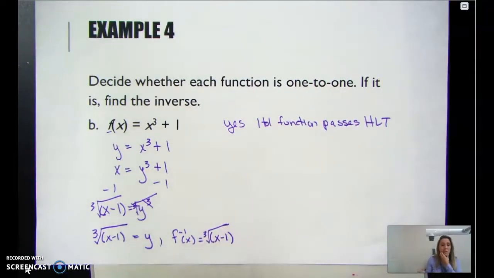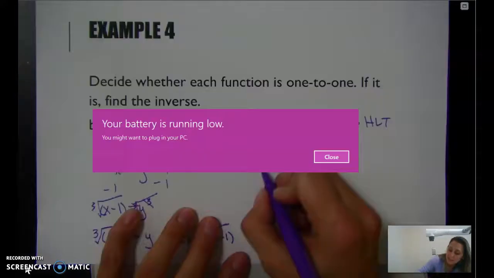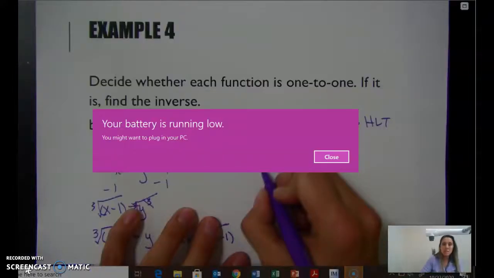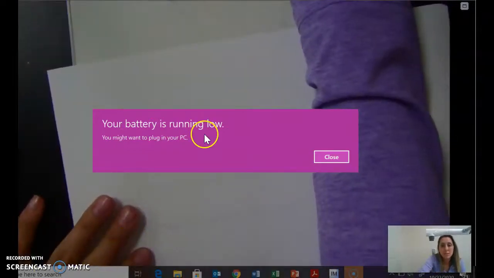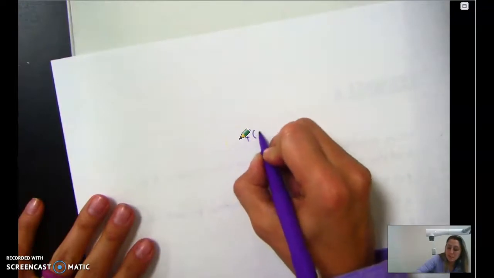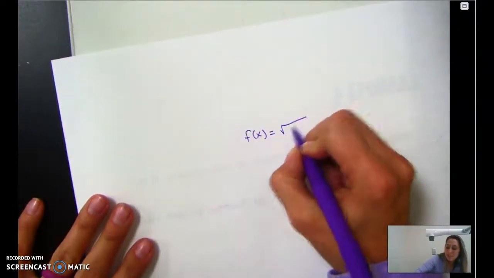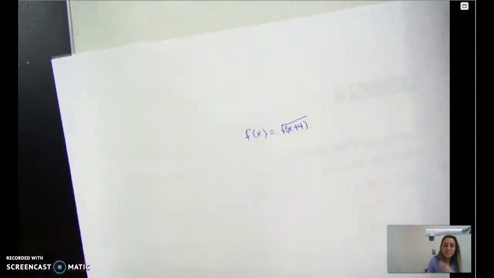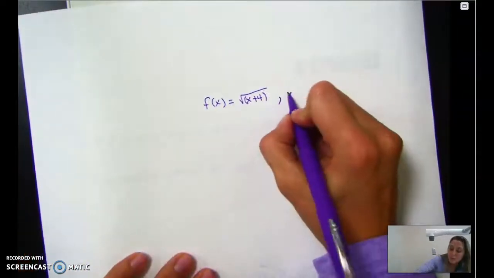All right, when you are doing your homework, you're going to see something that says something like this. Oh, my battery's running low. Great. Okay, so you're going to see something that says this: Is this a function, a one-to-one function? That's what it's going to say. And then it's going to say something like this.